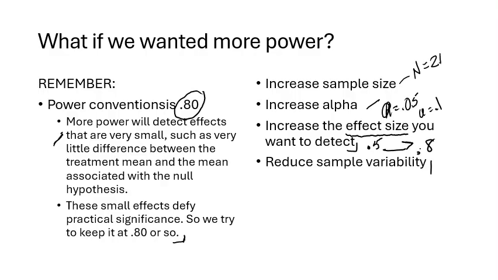And then reducing the sample variability. This is something else you do in the real world. You try to get a homogeneous sample, meaning, if you're using human subjects, people who are around the same age with the same demographic characteristics, and that would be a way to reduce sample variability. So those are some things you could do if you need more power.